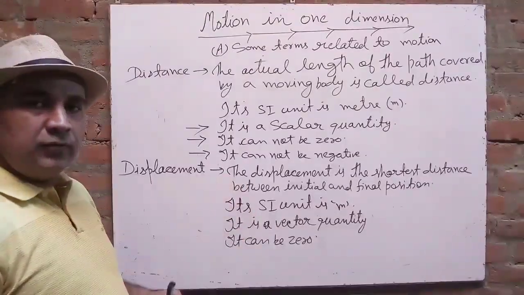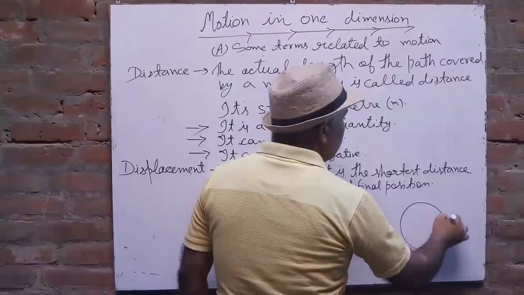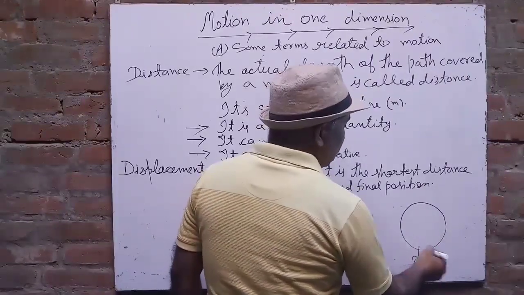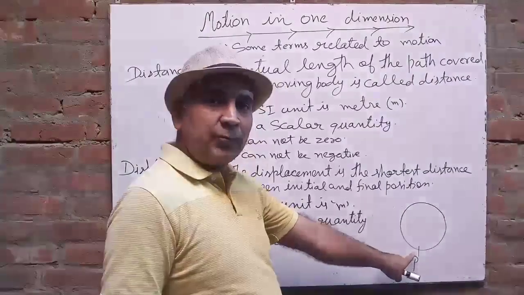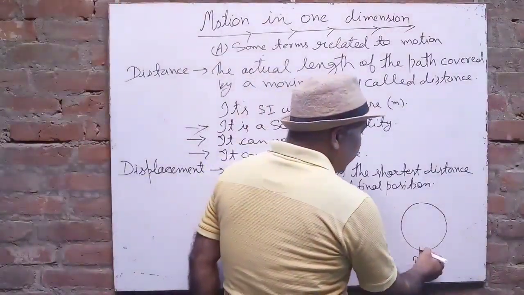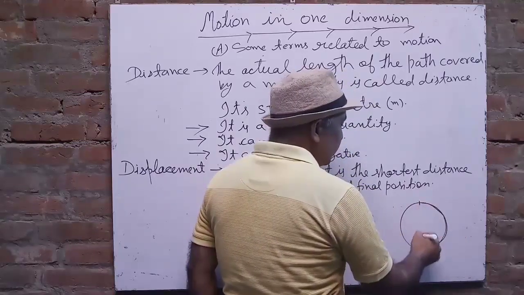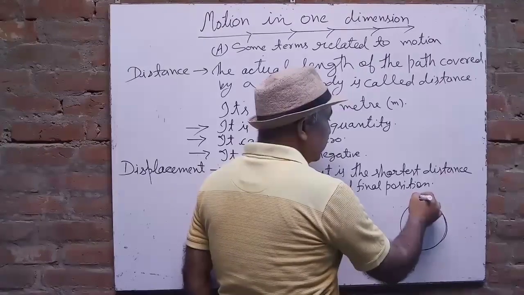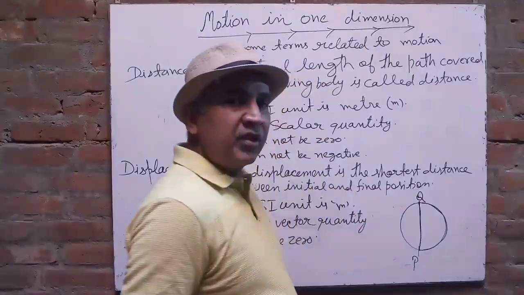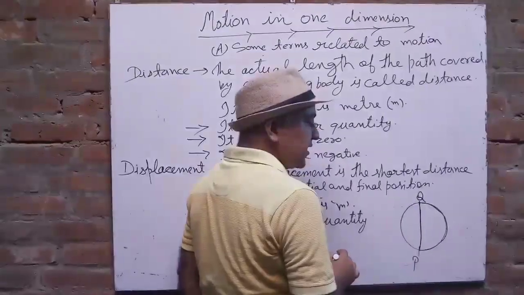Now see how, with one example. Suppose that one object is moving on a circular path. The object starts from P and it is moving on the circular path and reaching just opposite of P, at point Q. In this case, what will be the distance and what will be the displacement?